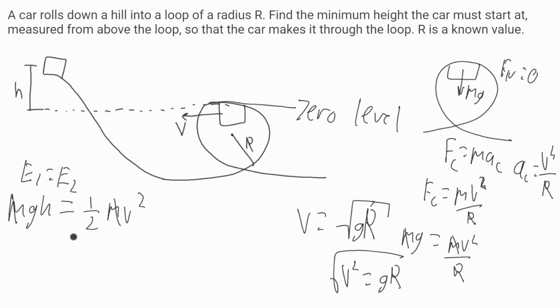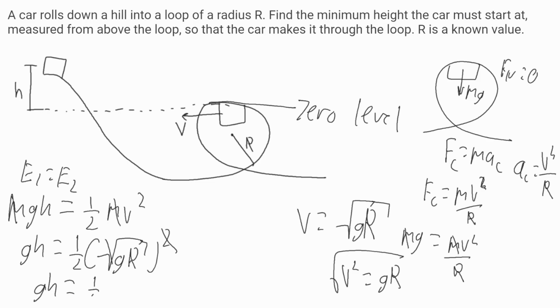I'll first cross out these masses. I'll get gh is equal to 1/2 times the square root of gr, squared. This will cancel with the square root, and we'll get gh is equal to 1/2 gr. The g's will cancel, and we'll get h is equal to 1/2 r. And that is your final answer.